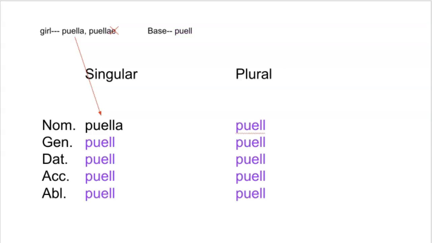We then take our base and fill out the rest of the chart. So that's puel, puel, puel, puel, and my personal favorite, puel. And then we simply add our endings: A, AE, AE, AM, A, AE, ARUM, IS, AS, IS. And notice on the ablative singular, there is an essential macron on that A.